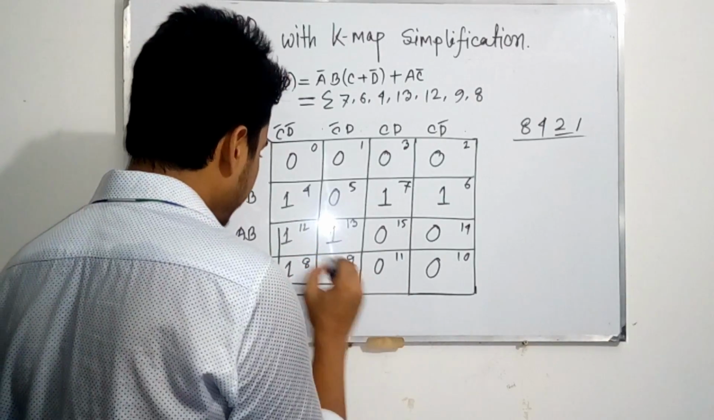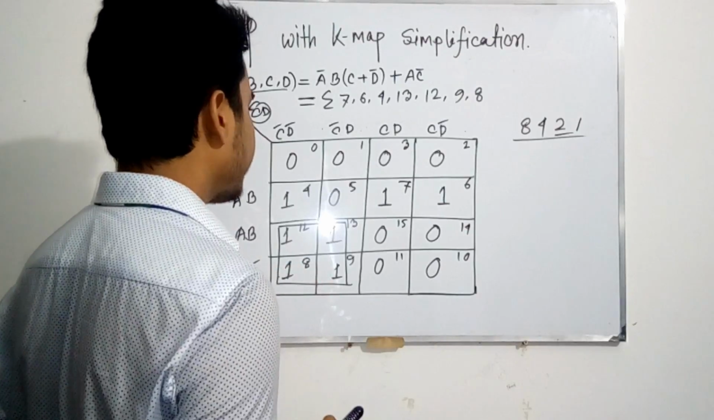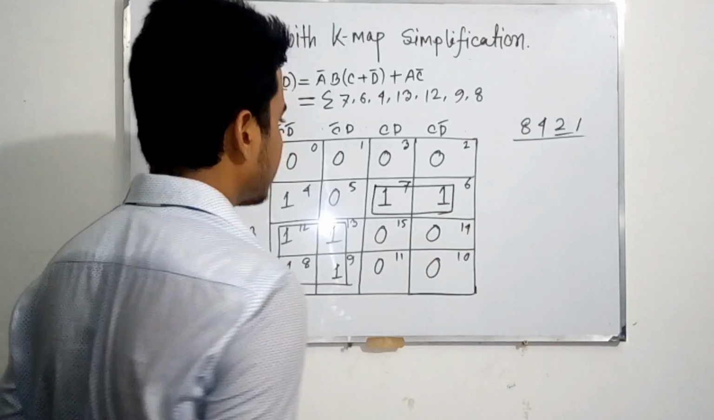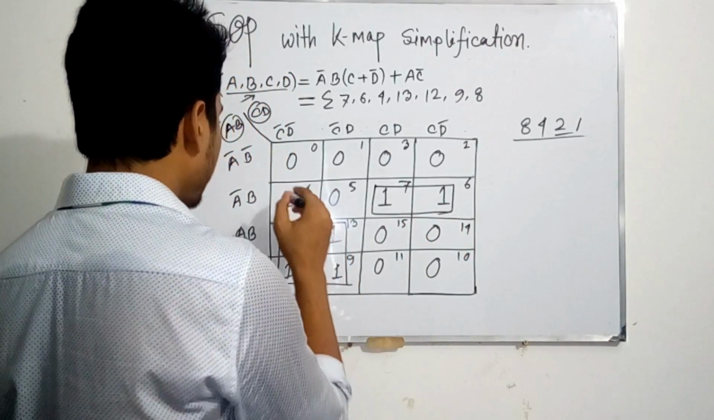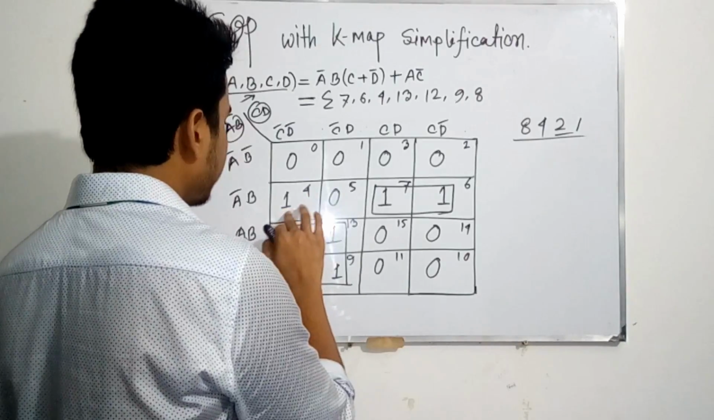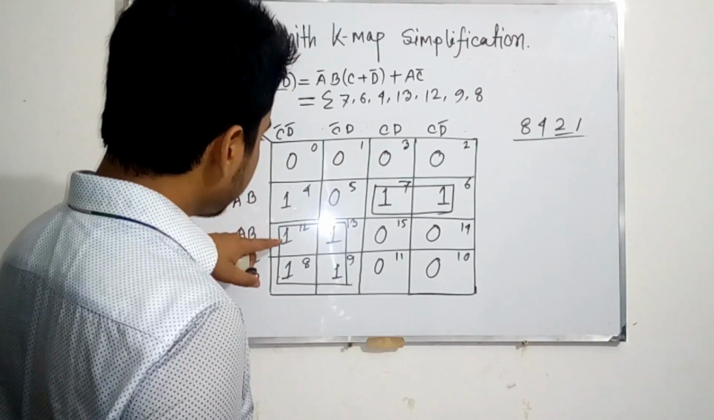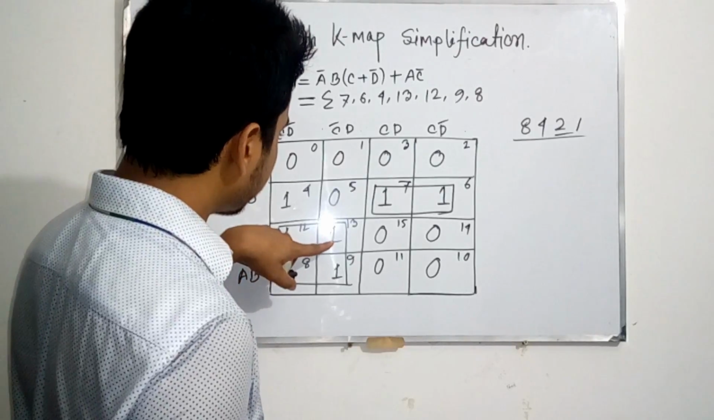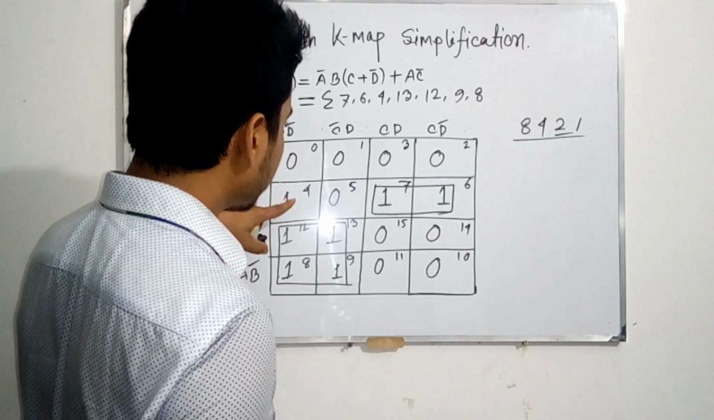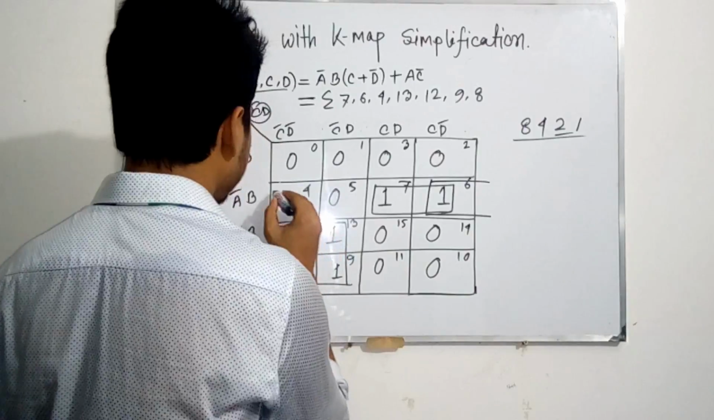We can take a box with these four: 7, 6, 7, 1, 2, and here 1 remains alone. We already said that to make any box we need a minimum of two 1s. So as there is only one 1, we cannot make it a single box. But this pattern of this box and this pattern.